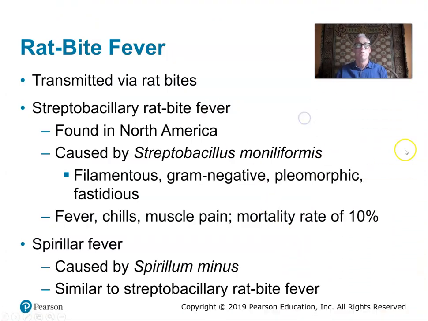Rat bite fever. Streptobacillary rat bite fever, it's called. Streptobacillus moniliformis in North America causes this disease. It's a filamentous, gram-negative, pleomorphic, meaning many-shaped, fastidious microorganism. It causes fever and chills, muscle pain, and a mortality rate of about 10%.